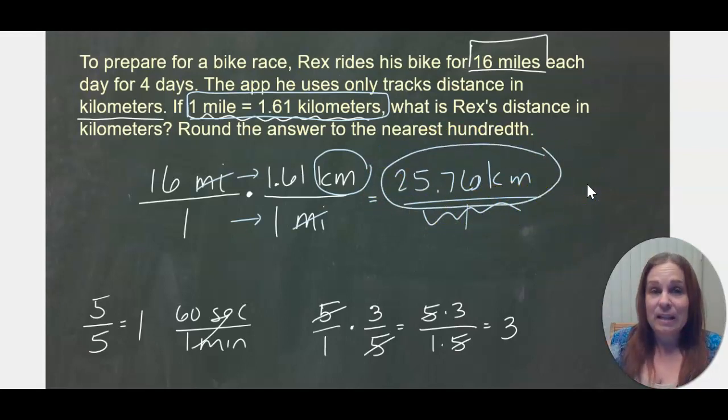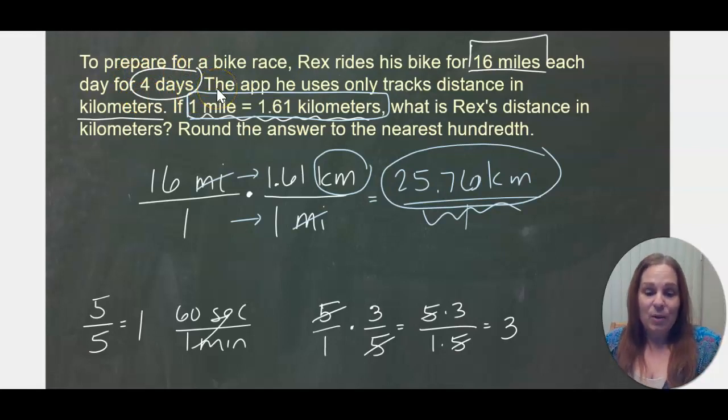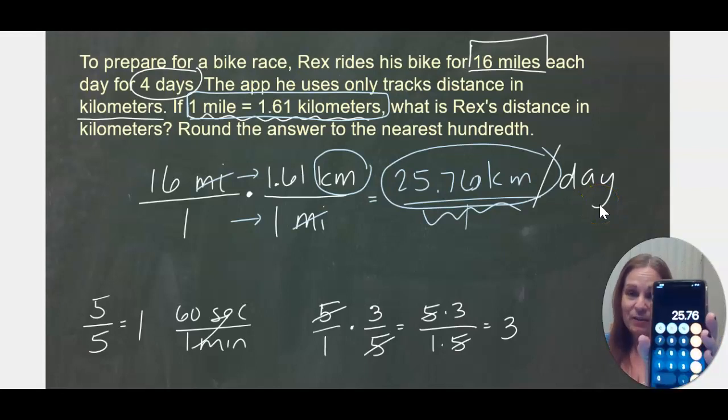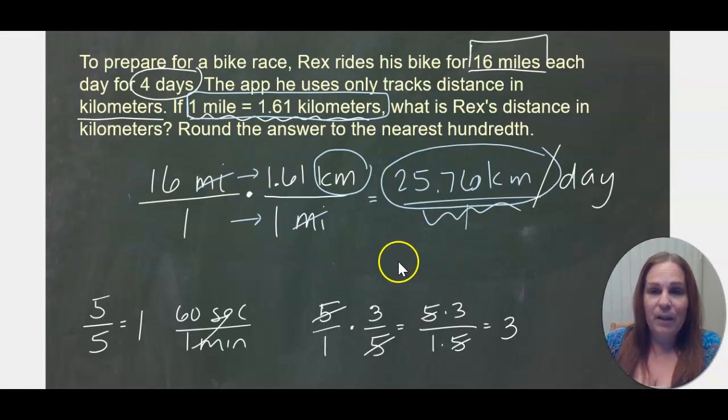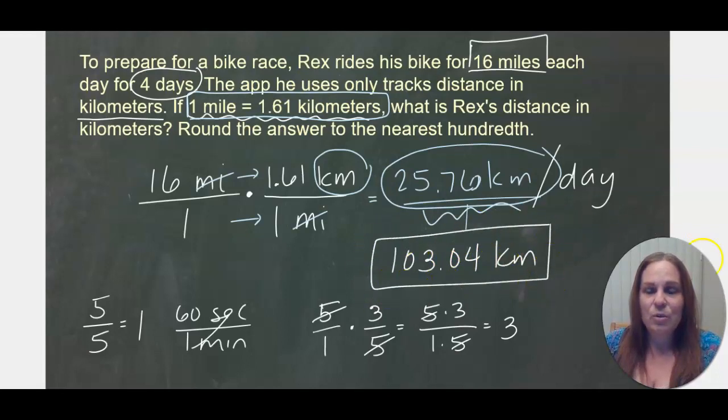Now that's each day, right? And it says that he's going to bike for 4 days. So now we're going to have to take that 25.76 kilometers, because that's each day, right? And multiply it by 4. So I still have it on my calculator. I'm just going to hit times 4 equals, and I get 103.04 kilometers. That's his total distance for all 4 days. All right, let's try another one.